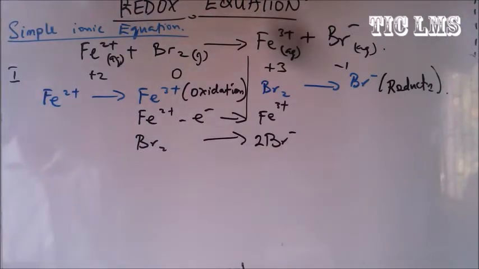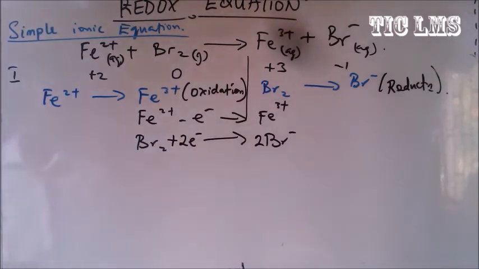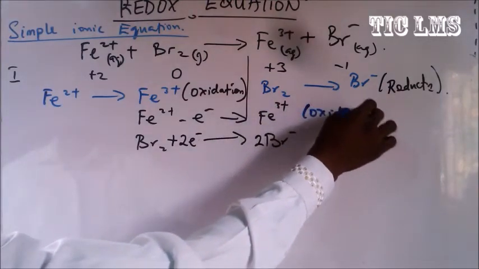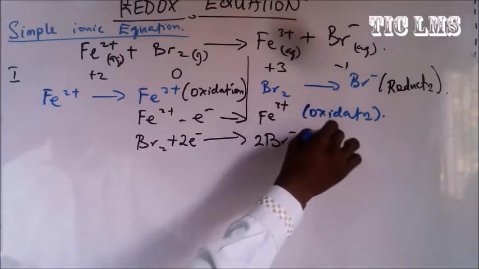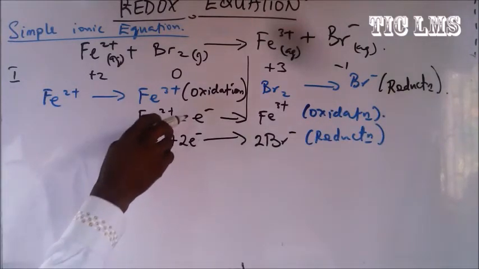Hence, each atom must have gained an electron. So we have +2e-. Next, we need to balance the electron on each side. And to balance the electron on each side, let's not forget that this is the oxidation reaction, and here is the reduction. We have 2 electrons present here, and we need to balance the electron here to be 2 also.